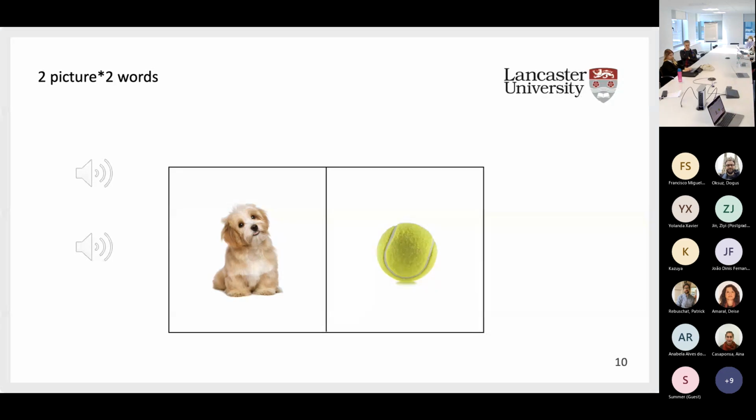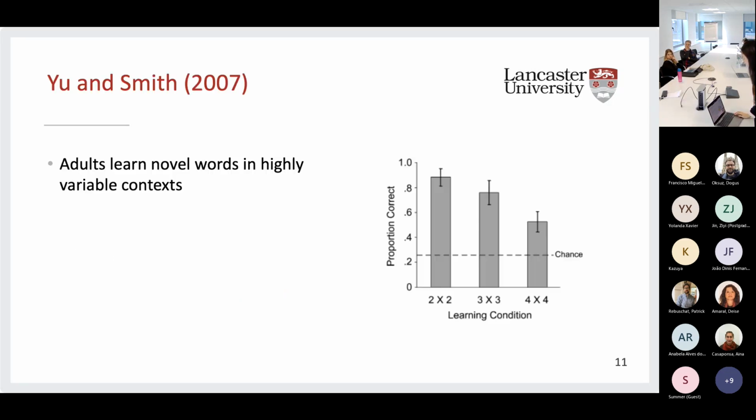And this is a two picture by two words condition. And imagine we have three, four pictures and more words. The conditions get more complicated. And what they found is that adult learners could learn novel words in this kind of ambiguous context. And as in the graph, in all conditions, they could be above chance after a short learning. So this is the basic idea of cross-situational learning.